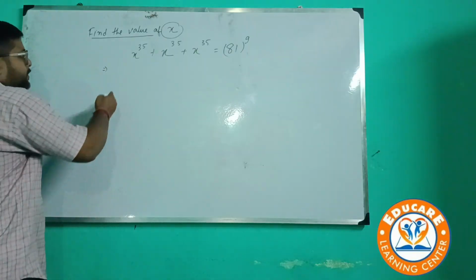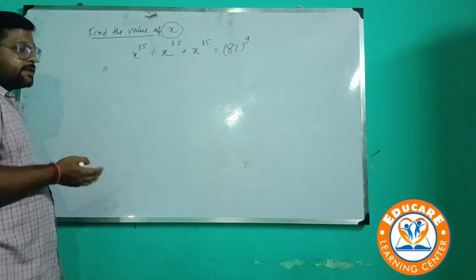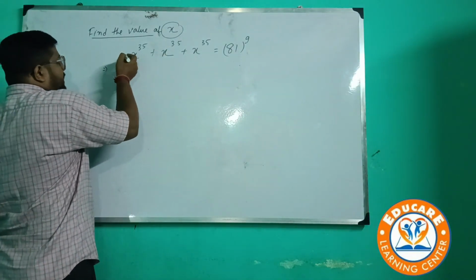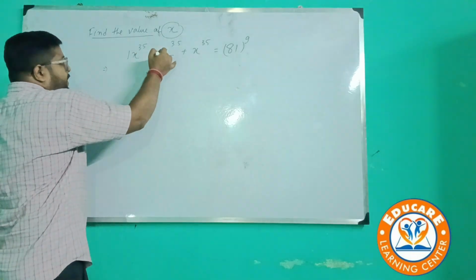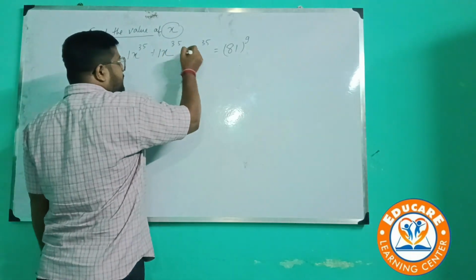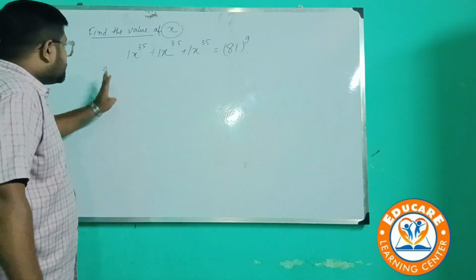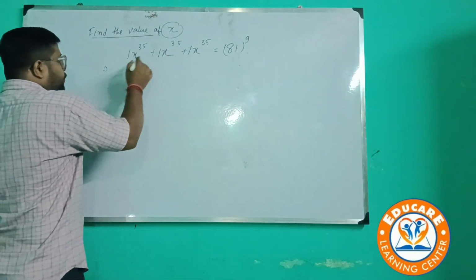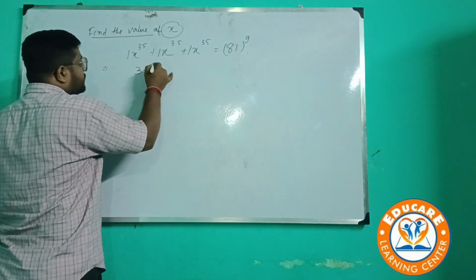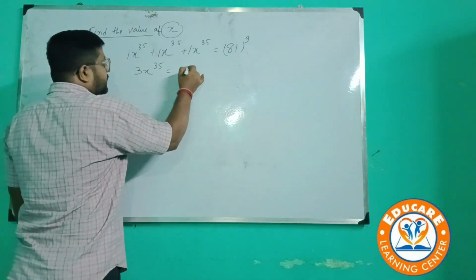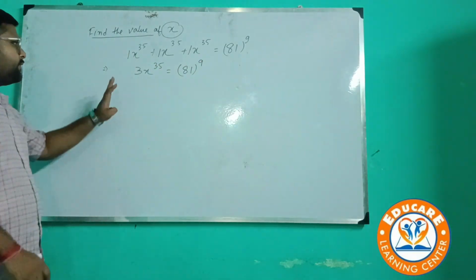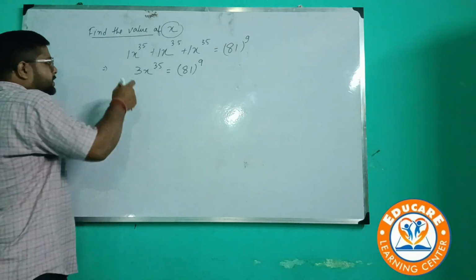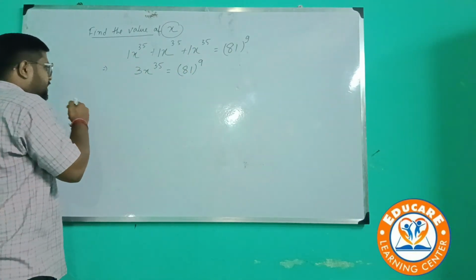The first step is to add this equation. First of all, you need to add this equation. There is nothing in place of x, so we can write 1. Here also we can write 1, and here also there is nothing, so we can write 1. So now if we add this equation, we get 3x to the power 35 is equal to 81 to the power 9. I think the first line is quite clear to everyone. We are just adding the three variables.